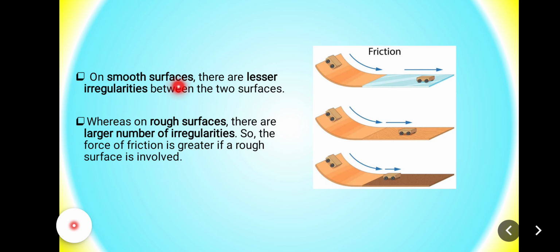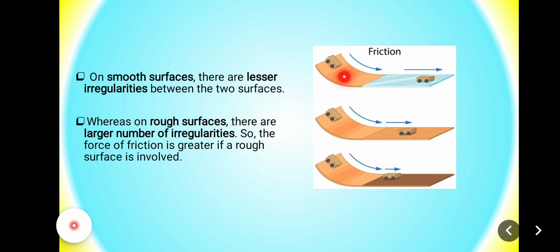On smooth surfaces, there are fewer irregularities between the two surfaces, whereas on rough surfaces, there are a larger number of irregularities. So, the force of friction is greater if a rough surface is involved.